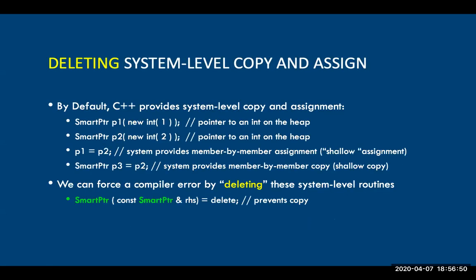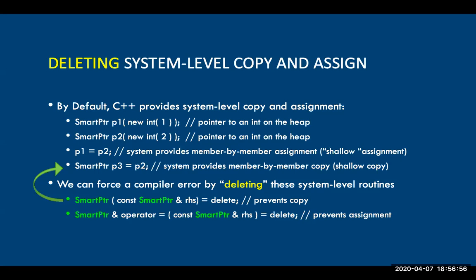So we're going to actually do that, right? Which is going to prevent that one. And then we're going to do that, which is going to prevent that one, right? So by putting the words equal delete after the signature of the copy constructor or after the signature of the overload for equal assignment, we can prevent those things from happening if we don't want them to happen.